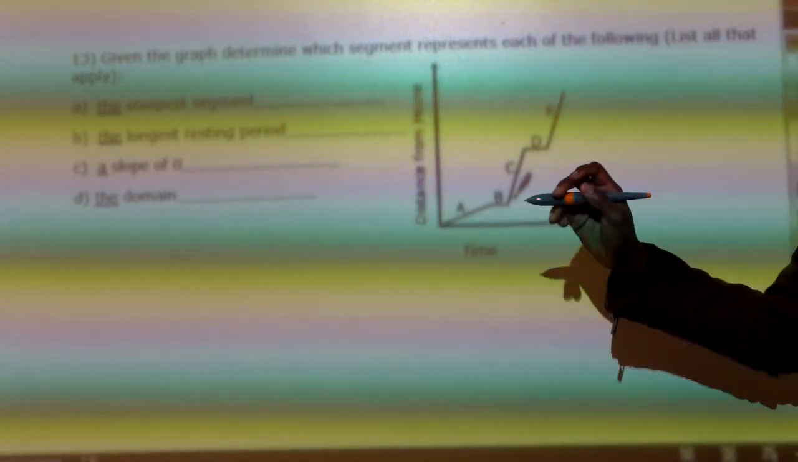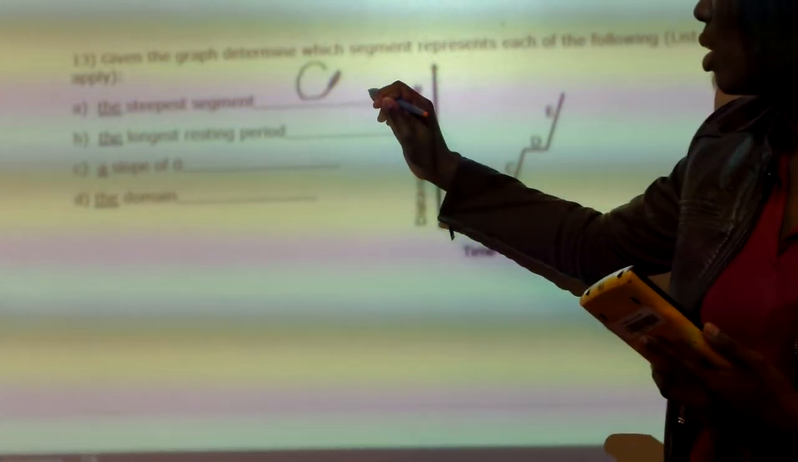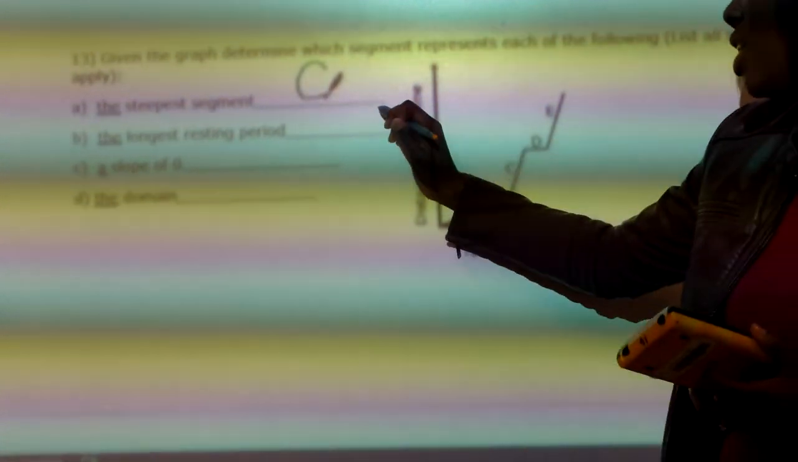Number 13. Given the graph, determine which segment represents each of the following. Which one's the steepest? C. Remember, mountains and hills are steep. They're kind of straight. The longest resting period is what? D.